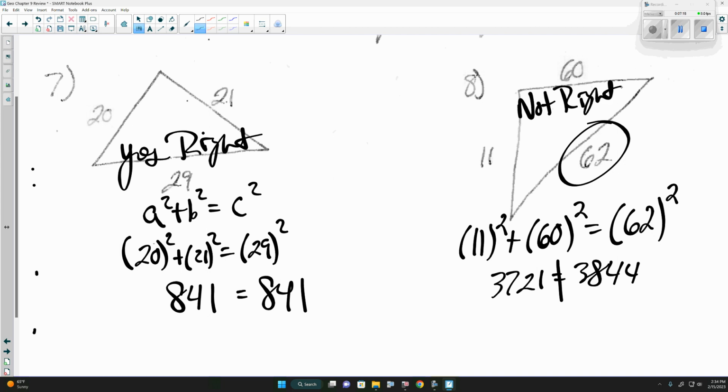So this is not right. Now, if C is bigger, it's obtuse. If C is smaller, it is acute. So this would be an obtuse triangle.